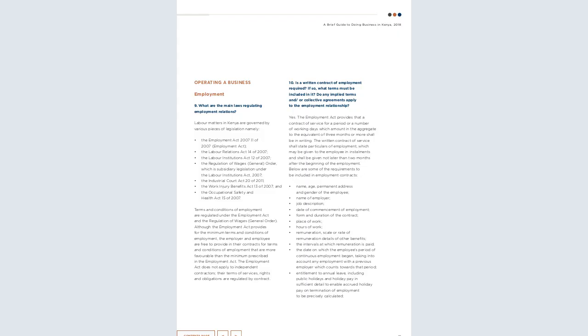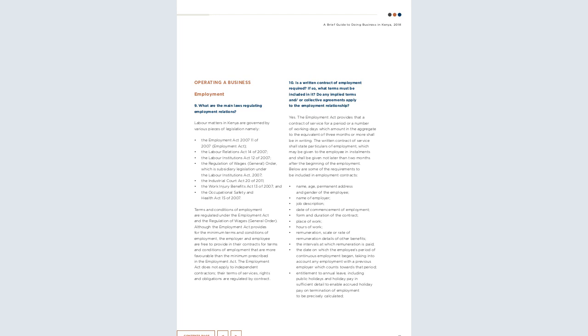So, operating a business. Employment. What are the main laws regarding employment regulations? Labor matters in Kenya are governed by various pieces of legislation, namely the Employment Act 2007, the Labor Relations Act, the Labor Institutions Act, the Regulation of Wages and Conditions of Employment Act, and the Industrial Code. And remember, our next topic will be on wages.